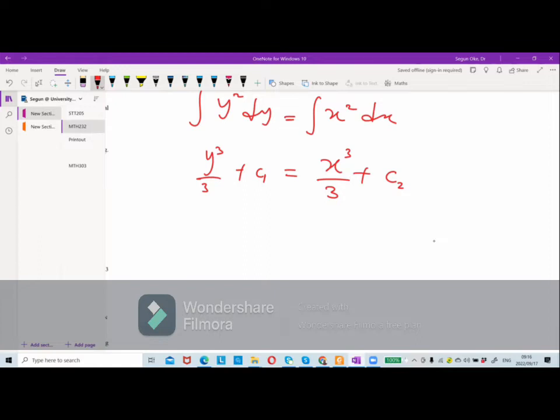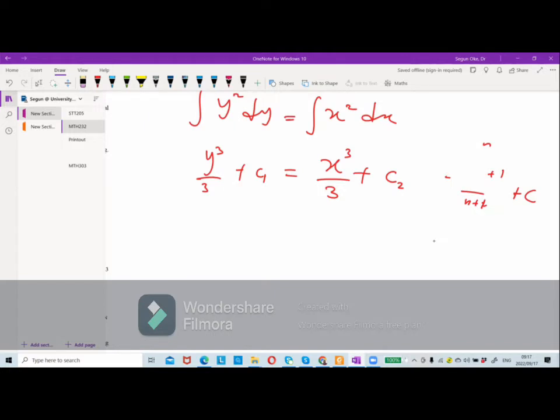Please, a question, sir. Yes. Please, how do we get that C1 and C2, sir? From the knowledge of your integration. When you have y equals x raised to power n, when you integrate x raised to power n, what do you have? You have x raised to power n plus 1 over n plus 1, everything plus c. That's all. Thank you, sir.